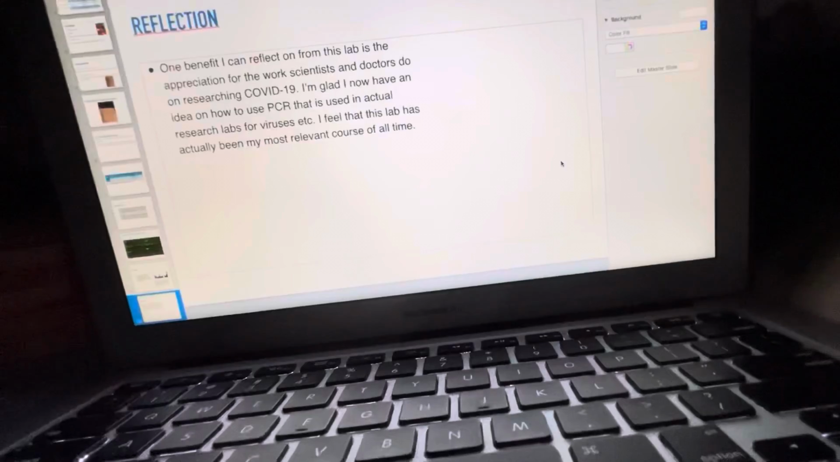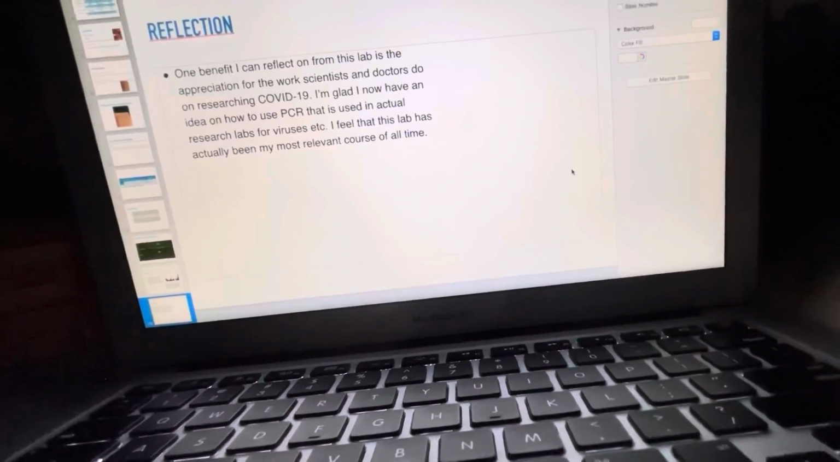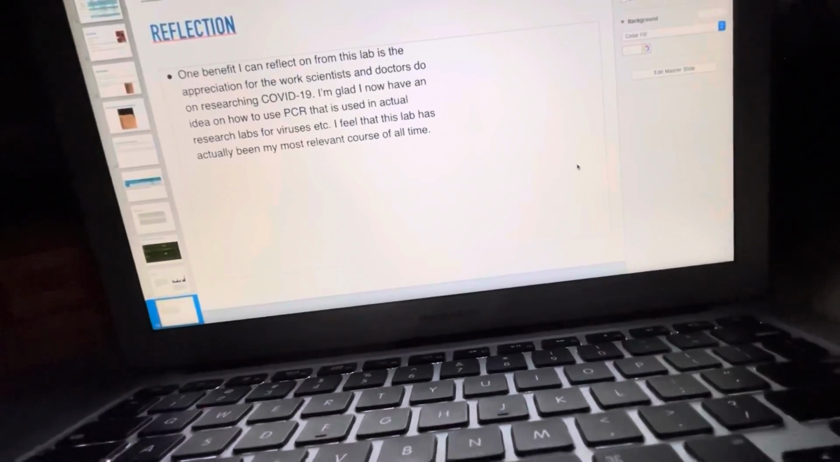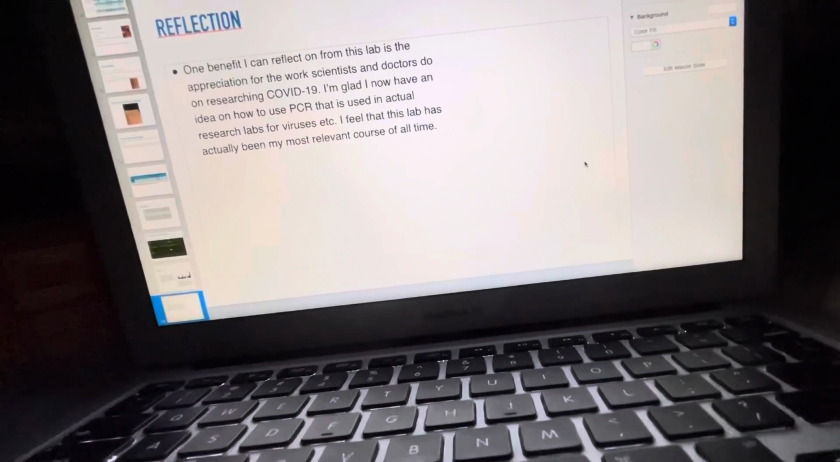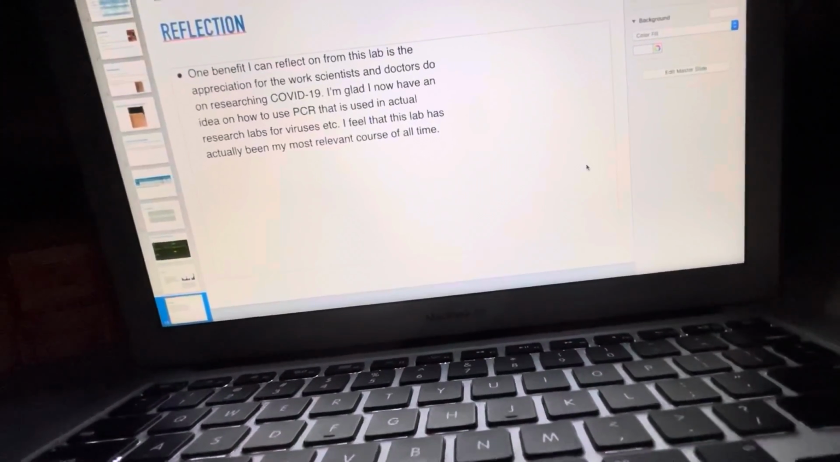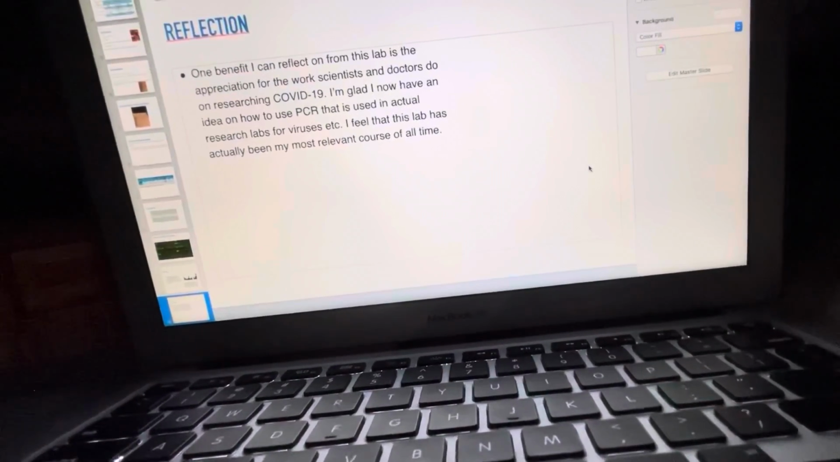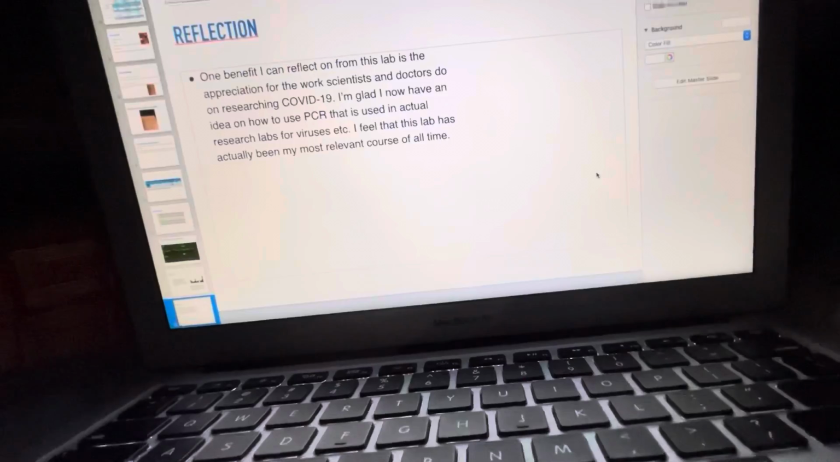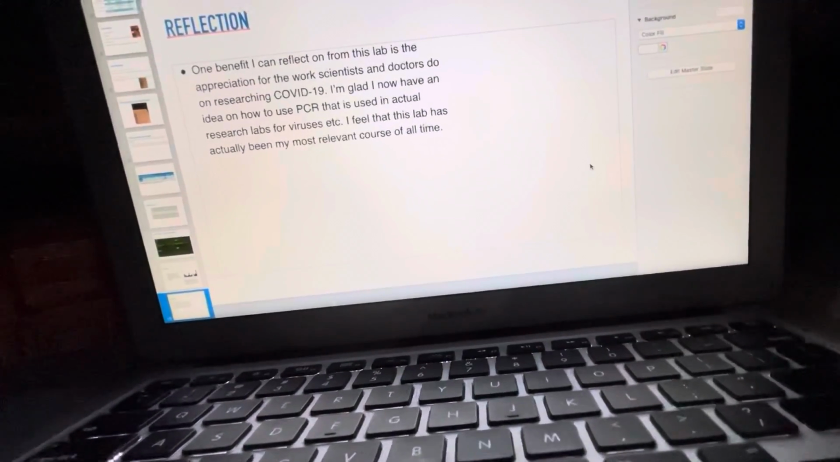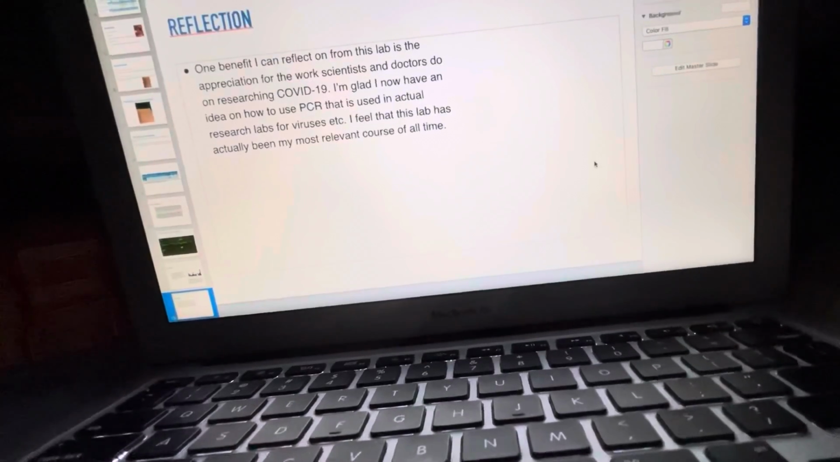One benefit I can reflect on this lab is the appreciation of the work scientists and doctors do on researching COVID and other diseases on a molecular level. I'm glad that I now have an idea on how to use PCR that's used in actual studies and research labs for viruses and more. I feel that this lab has been one of my more relevant courses I've ever had in Georgia Southern.